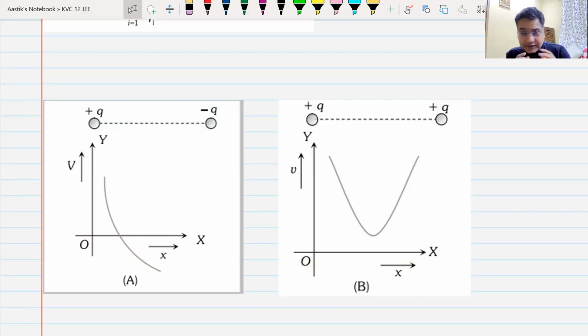Graph questions are very popular these days, and this is one of the graphs, potential created by a positive and negative charge. What we have to understand here is, where is the point of zero potential? You can see the point of zero potential for a positive and negative charge will lie somewhere in between. Do we understand this? Yes, sir. If both charges are the same in magnitude, it will lie at the middle point.